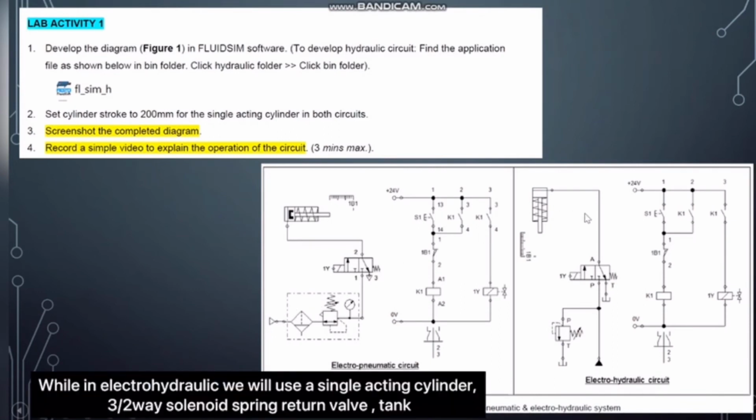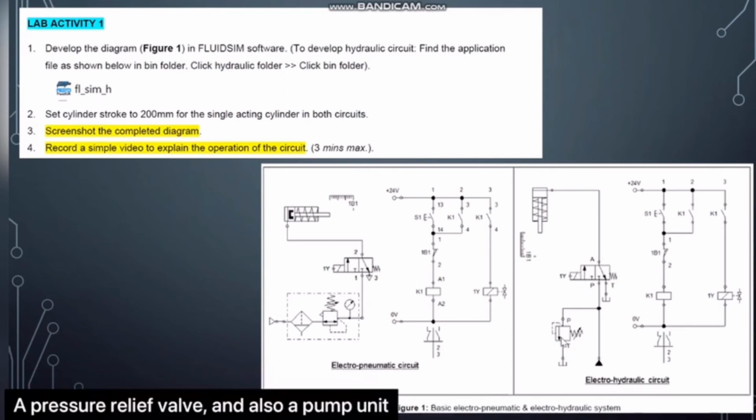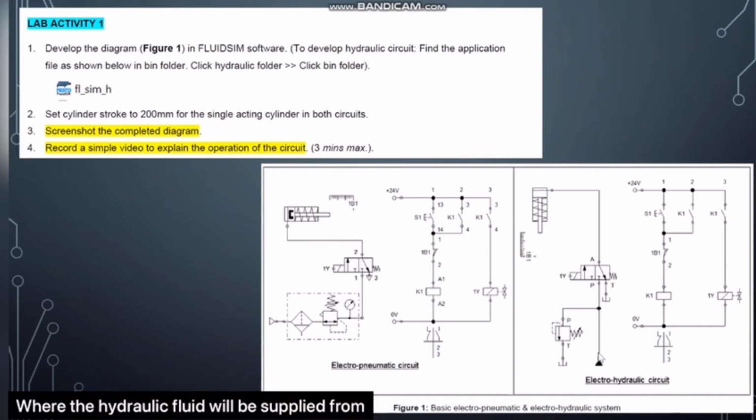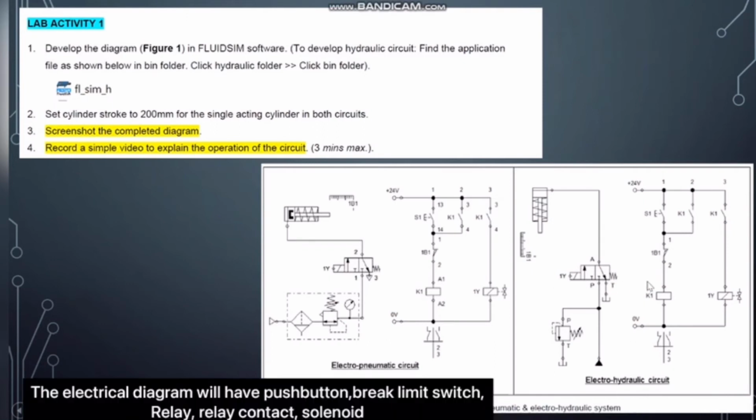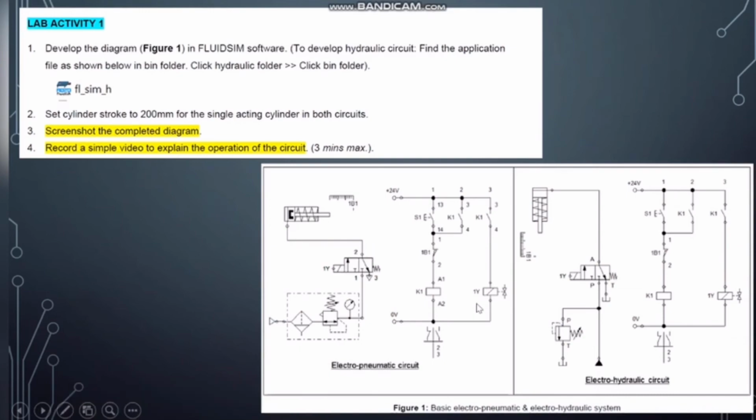While in the electro-hydraulic circuit, we need a single acting cylinder, a three two-way solenoid spring return valve, a tank, a pressure relief valve, and also a pump unit where the hydraulic fluid will be supplied from. For both the electro-pneumatic circuit and the electro-hydraulic circuit, the electrical diagram will have the push button, a normally closed limit switch, a relay, a contact relay, and also the solenoid. So let's move to FluidSIM.